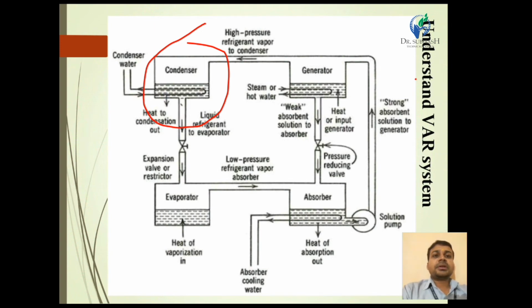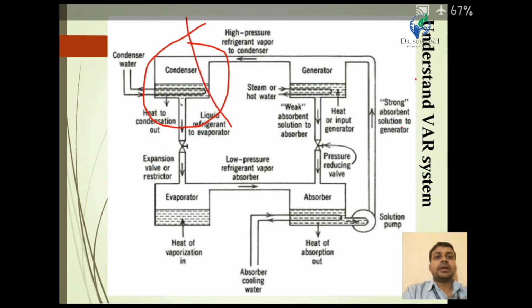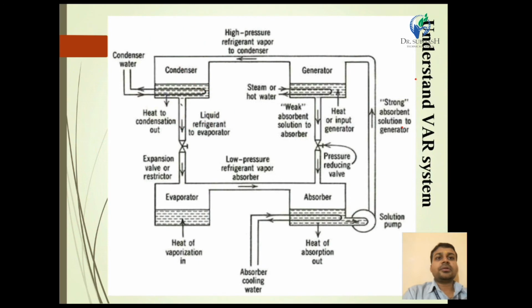After the conversion, the liquid refrigerant is passed to a throttling device, but in the VAR system we call it a pressure reducing valve, not an expansion device. Expansion devices are mostly used in the VCR system, and the pressure reducing valve is used in the VAR system.